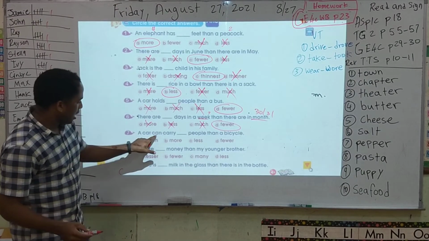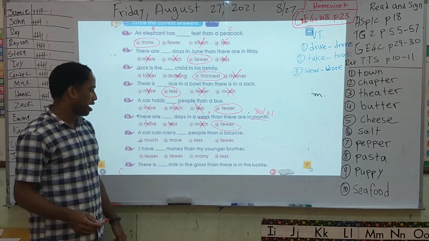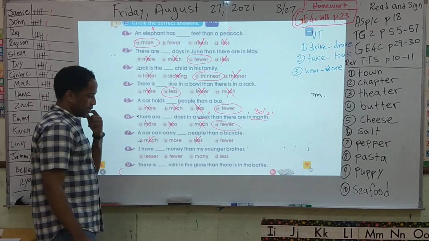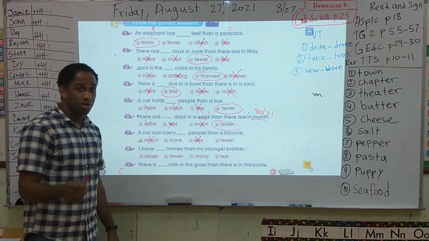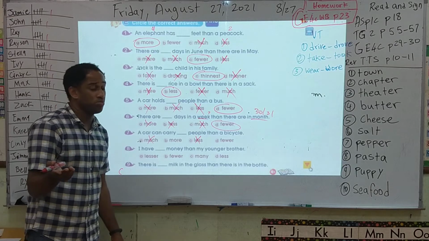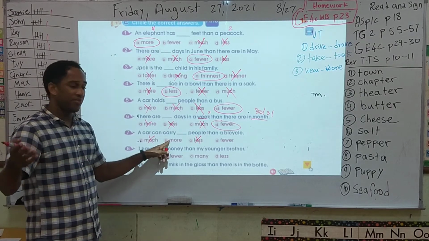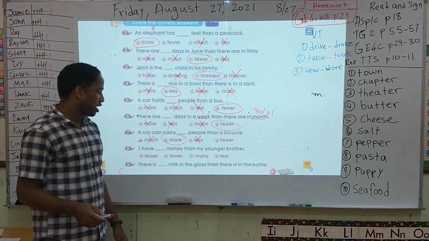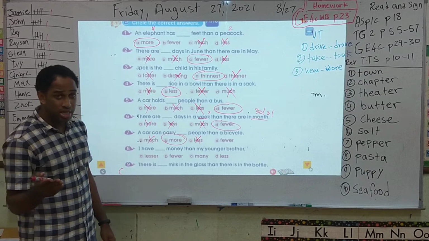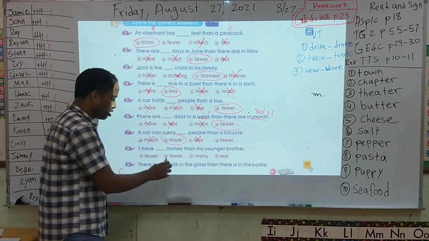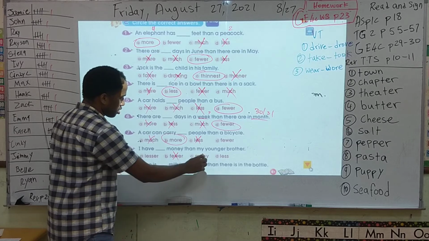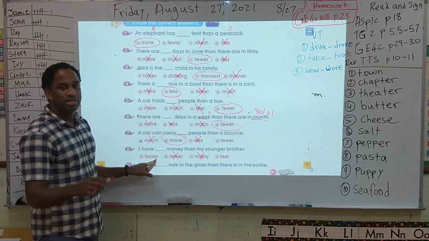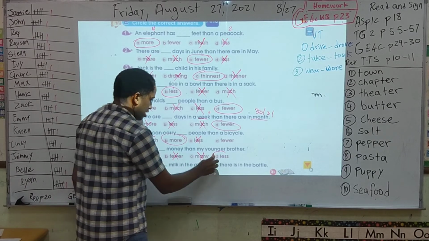Good. A car can carry dash people than a bicycle. Okay, people is countable. So a bicycle can only carry 1 person, maybe 2. But a car can carry 4, 5, and 6. So more. I have dash money than your younger brother. So money is uncountable. You cannot say fewer, you cannot say many money. You say little, less. So it cannot be lesser, so less money.